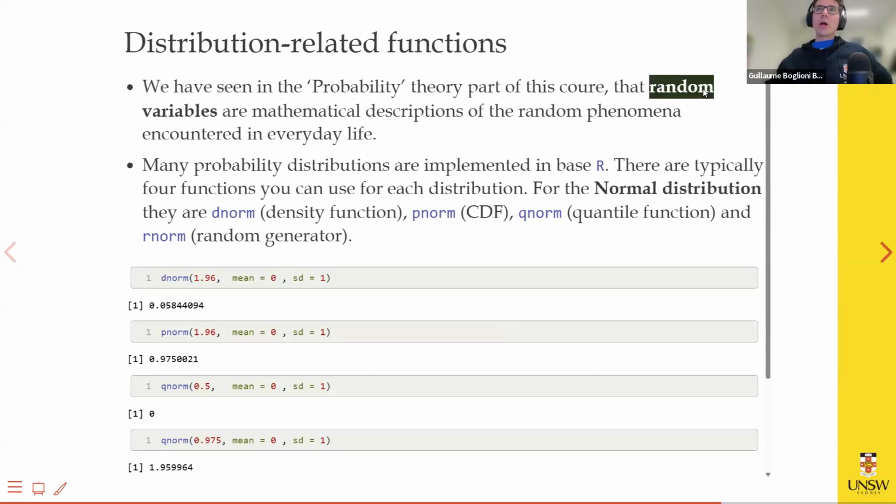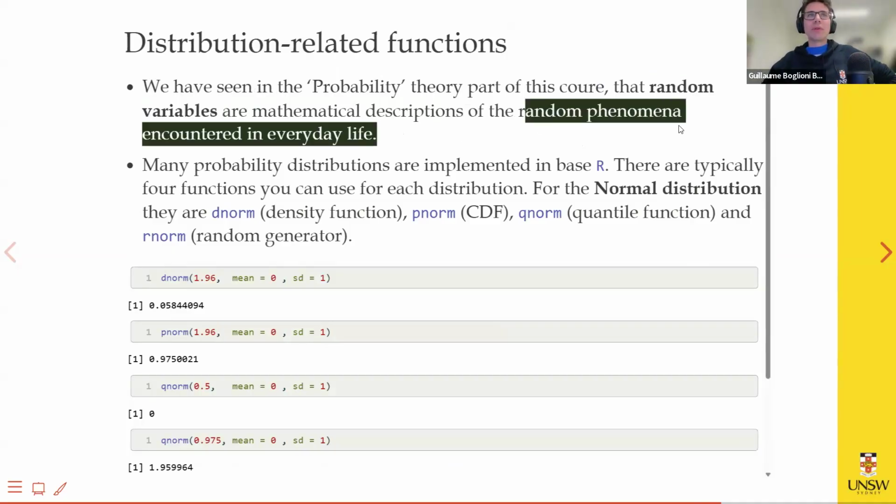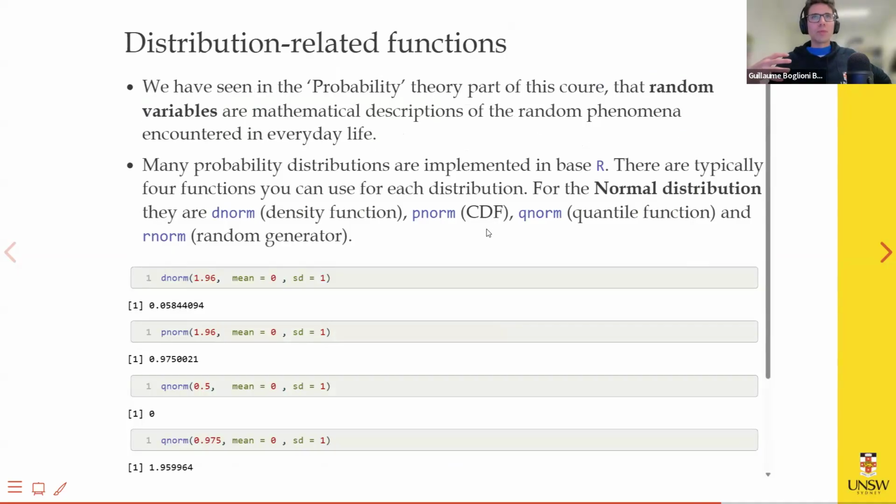So in general, what we call a random variable is a mathematical description of the random phenomena that we encounter in everyday life. Well, what will be the temperature tomorrow? Okay, we can have a forecast, but we don't know for sure. So you might view this as a random variable that has a certain probability to be 20 degrees or 21 degrees or so on.